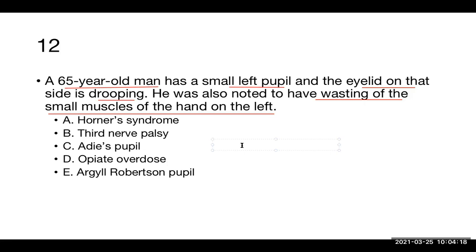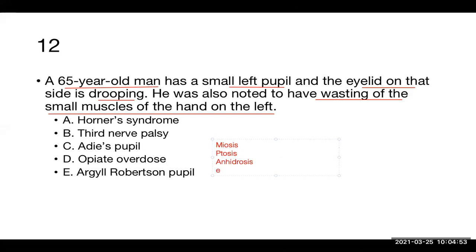This is a case of Horner syndrome, and Horner syndrome has four features together. Two of the features are very clearly given here. Number one is meiosis. Small size pupil is meiosis. Number two, ptosis. Drooping of the upper eyelid is called ptosis. Number three, anhydrosis. That means loss of sweating on the forehead region.